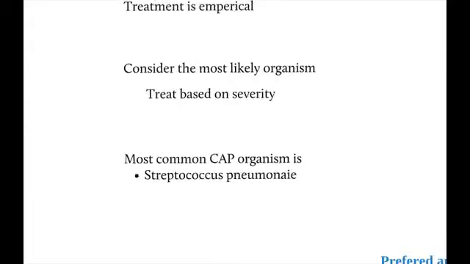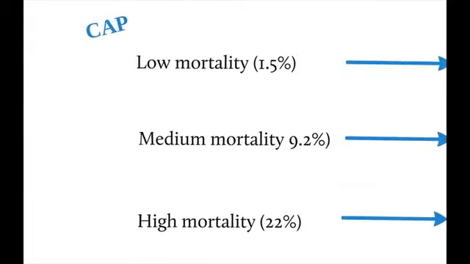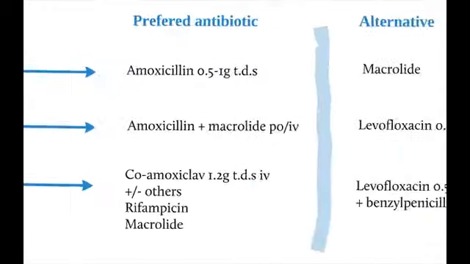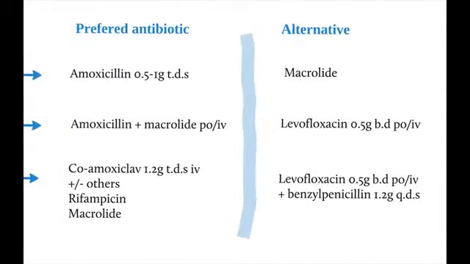We've said that community-acquired pneumonia can be split into low, medium and high mortality based on their score, and that really governs what we can do. This is a suggested guideline for antibiotics, but really it should go in your hospital's microbiology policy.